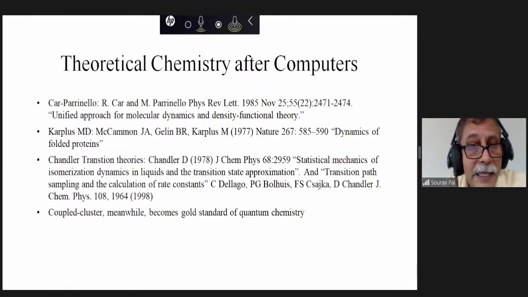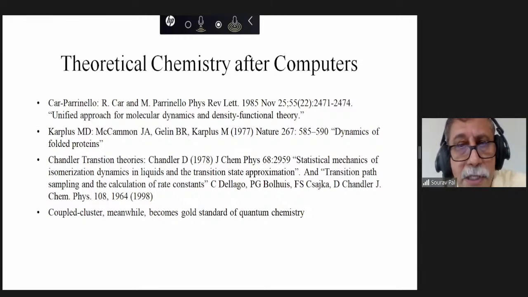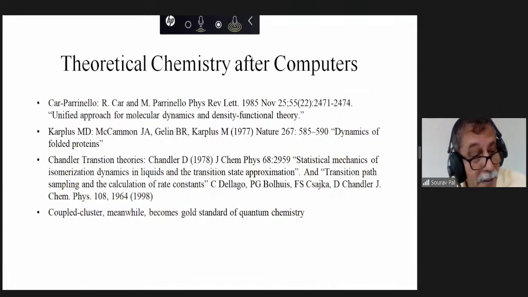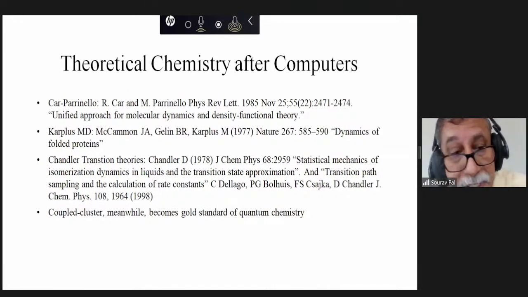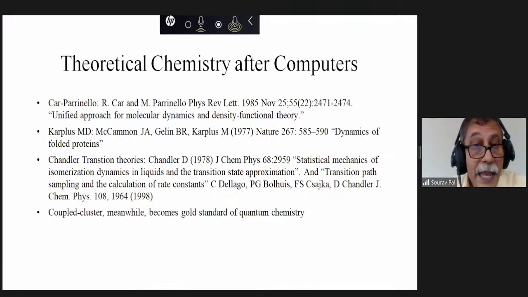And then there are many people, like Pauling, whom I talked about. Incidentally, I was trying to remember when Pauling got the first Nobel Prize. He actually got it in 1954, not 53. 1954 is when he got the Nobel Prize for his work on the chemical bond. And then he got a second Nobel Prize for peace. So Linus Pauling was a great person. Anyway, continuing this, Car and Parrinello's work in 1985, and Martin Karplus, this is something very, very important. Martin Karplus started working on dynamics of folded proteins using the high length scale approximation that I was talking of.